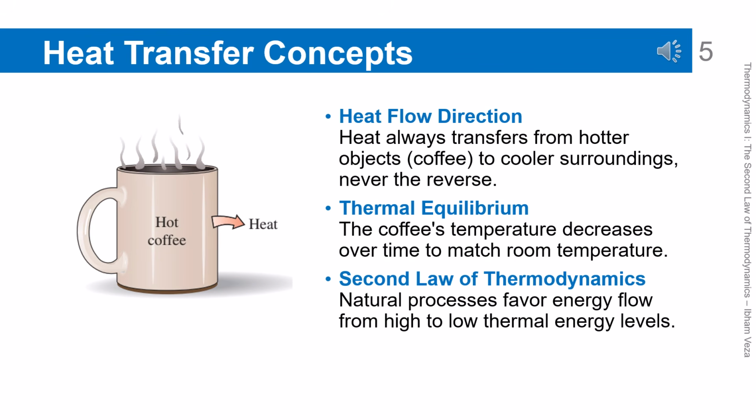Heat transfer concepts. The example of hot coffee cooling down shows the natural direction of heat transfer. Heat always flows from high temperature to low temperature without external work. This process continues until thermal equilibrium is reached. This simple phenomenon is a direct manifestation of the second law of thermodynamics. From here, it becomes clear that the direction of thermal processes cannot be spontaneously reversed.